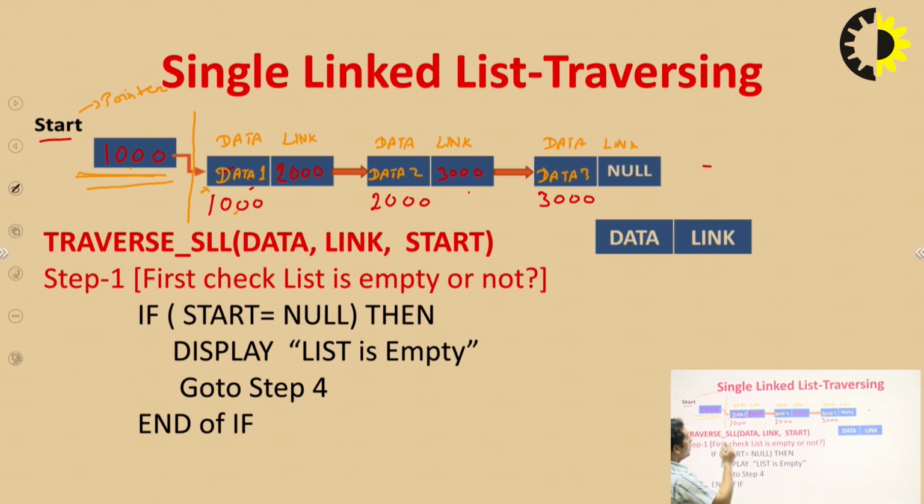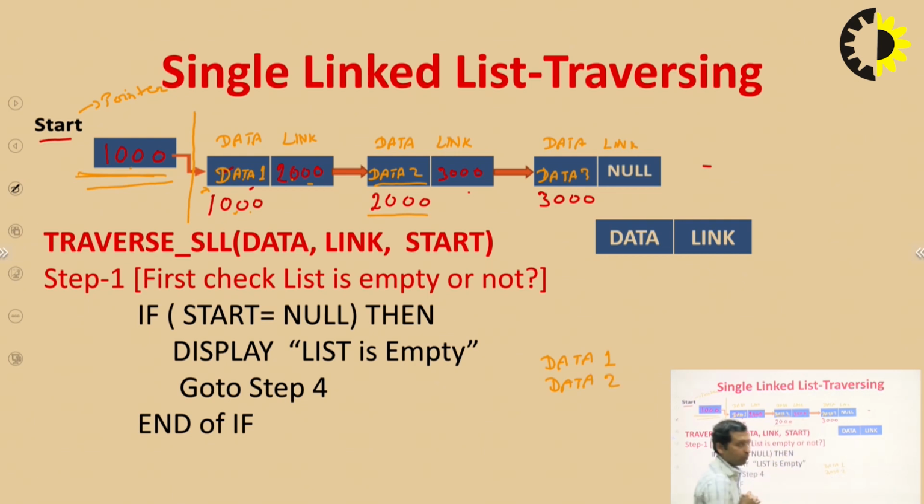Now traverse. With the help of the start pointer, we go to the very first node. In the very first node, we access the data part. In the data part, we kept data 1. If you want to display, display data 1. Now move further, to the next node. How do we move to the next node? With the help of the link part of the very first node. In the link part, we have 2000. This 2000 is a pointer, meaning it points to the address of the next node. So in memory, we jump to the 2000 location. At the 2000 location, we have two parts, data part and link part. We can access the data part. In the data part, we have data 2. If you want to display, we can display data 2.